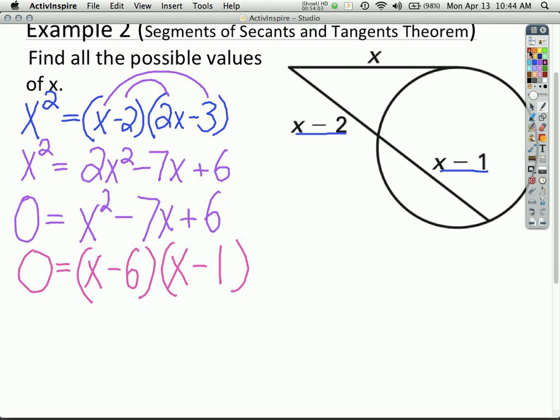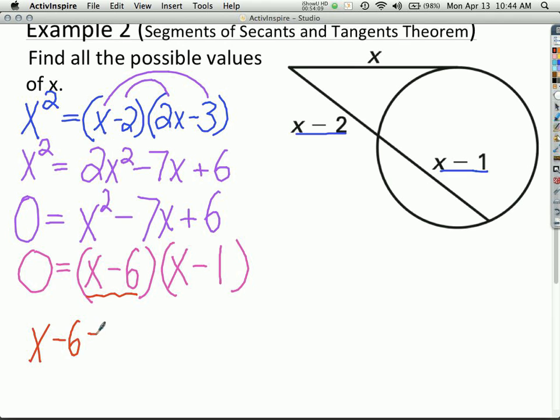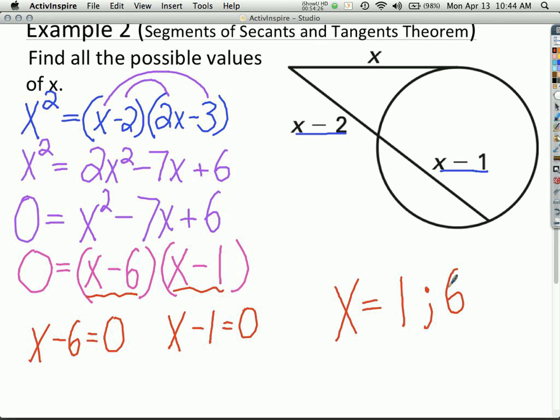And then to get the values, you set each factor, that's a factor, set that equal to 0. And that's a factor, set that equal to 0. And solve. And we get x equals 1 and 6.